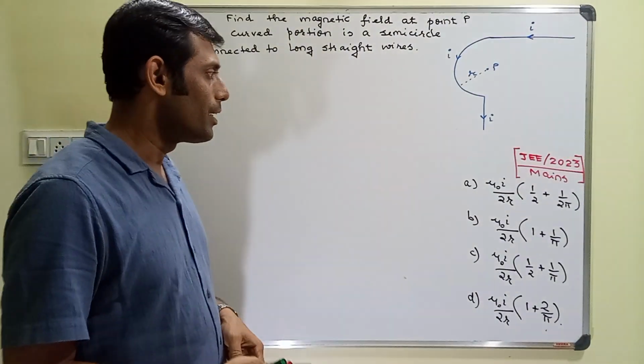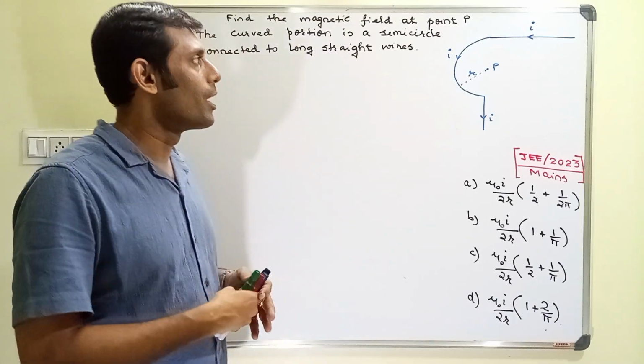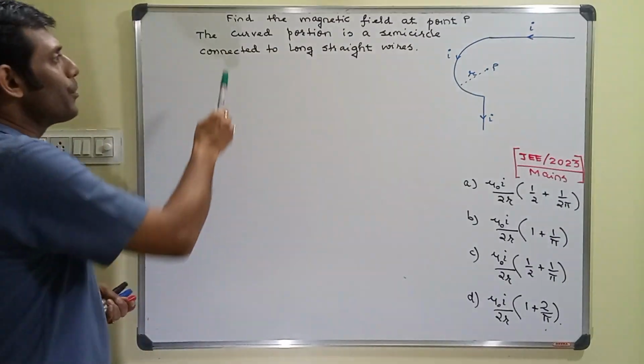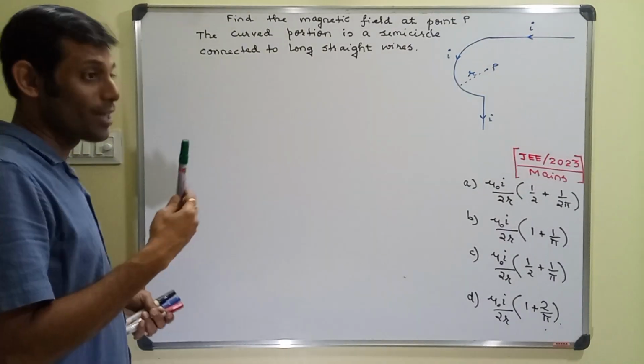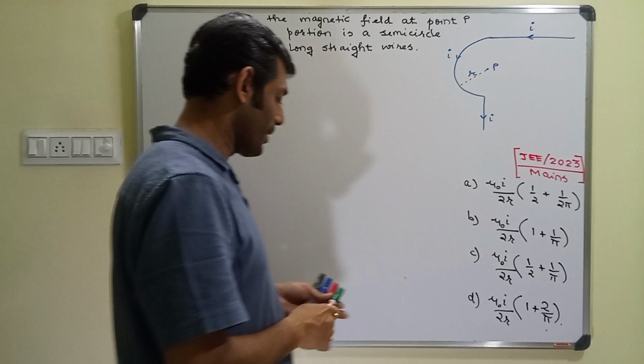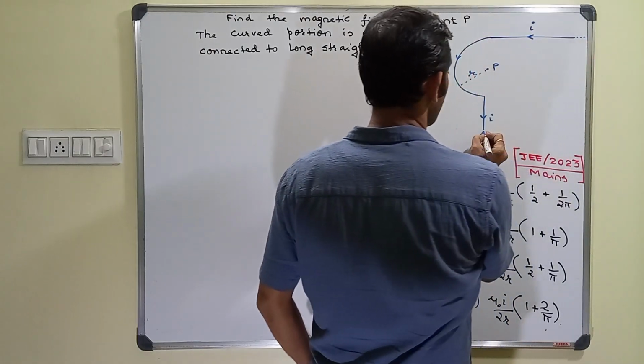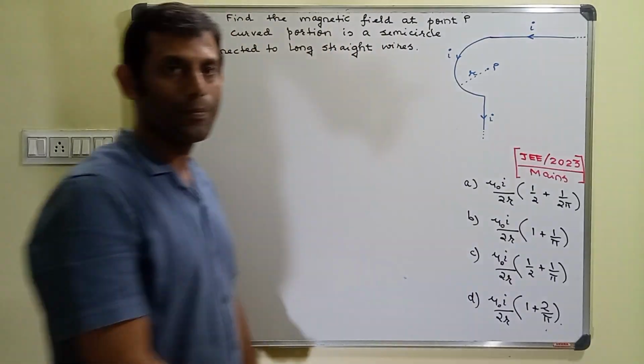This question has a check on all concepts of magnetic fields. See, the curved portion is a semicircle, meaning it's half a circle connected to long straight wires, and that means these are infinitely long wires.